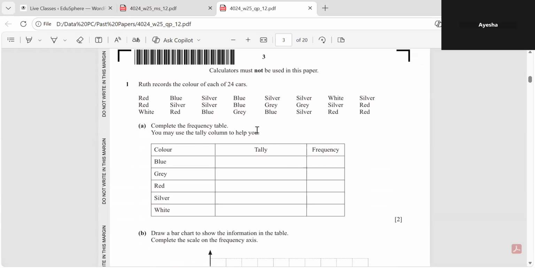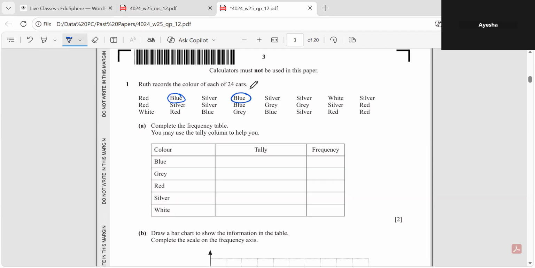Now Ruth records the color of each of 24 cars: red, blue, silver, silver, and so on. We have to complete the frequency table. You may use the tally column to help you. What we have to do here is count the number of blue first, because it's written blue. So let's start counting blue.